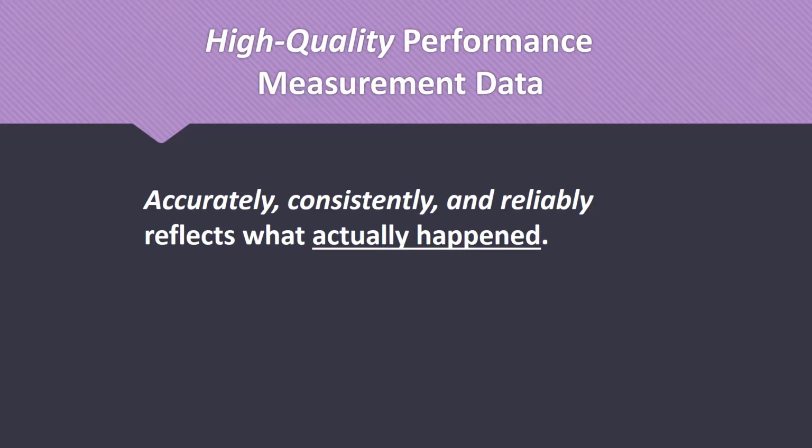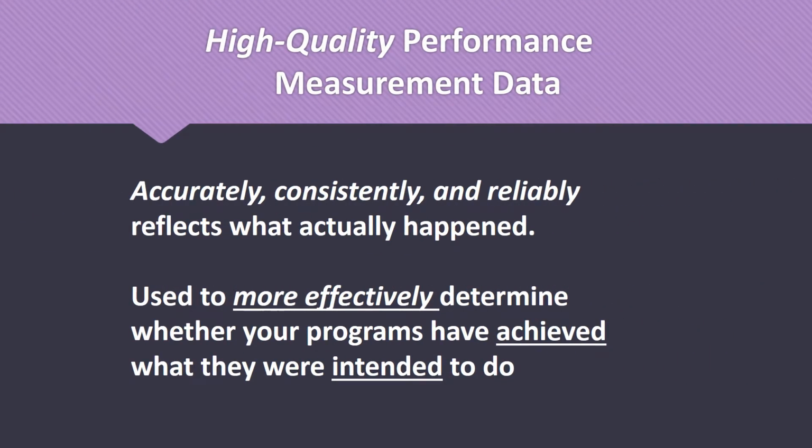The conclusions drawn about whether your program has led to the change you wanted to make are only as good as the data these conclusions are based on. If we collect bad data, then we won't have an accurate picture of the progress we've made. So what is high quality performance measurement data? High quality performance measurement data is information that accurately, consistently, and reliably reflects what really happened before, during, and/or after program services were provided. Collecting high quality data is so important because with this data, you can more effectively determine whether you've achieved what you set out to do. When your data is good, you can make more thoughtful, informed decisions about your program.